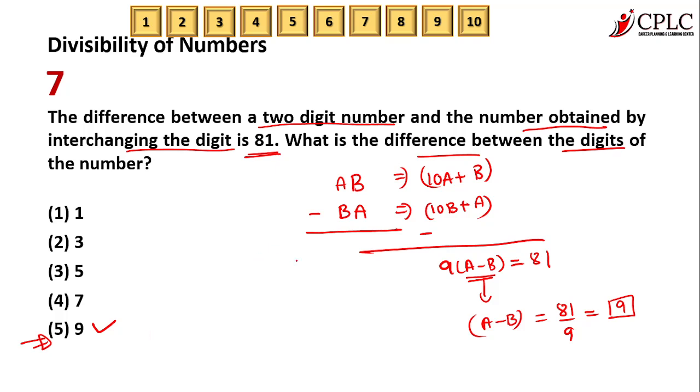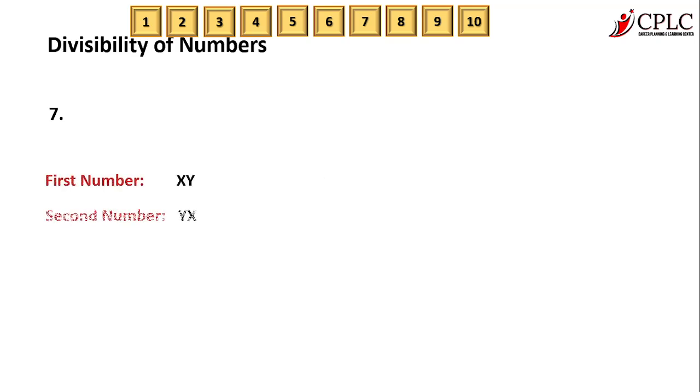You need to remember such situations. Going forward, if you do AB minus BA, the difference has to be straight away 9 times (A minus B). You need to remember that as a special case of divisibility. A food for thought: what you should explore after this is, what happens if I do AB plus BA in the same manner? Do this and let us know what you get as an answer. So that's question number 7.